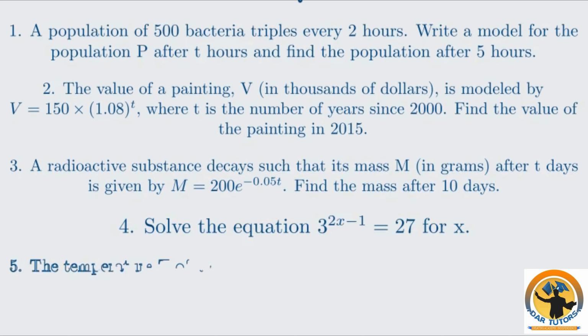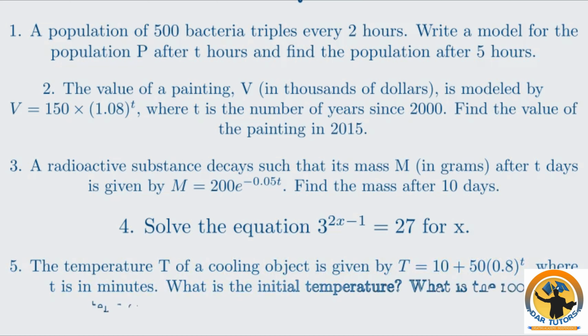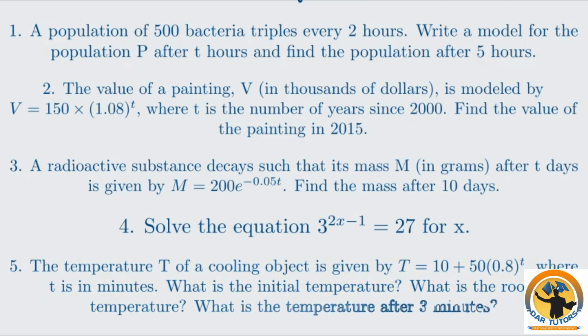Question 5. The temperature T of a cooling object is given by T equals 10 plus 50 times 0.8 to the power of t, where t is in minutes. What is the initial temperature? What is the room temperature? And what is the temperature after 3 minutes?